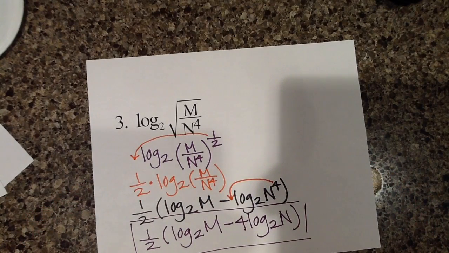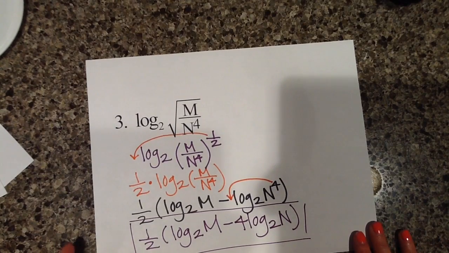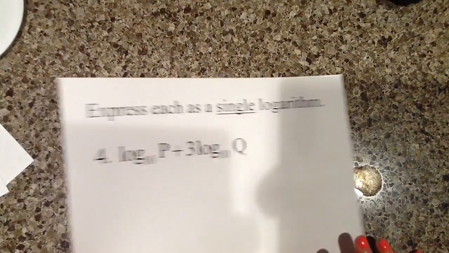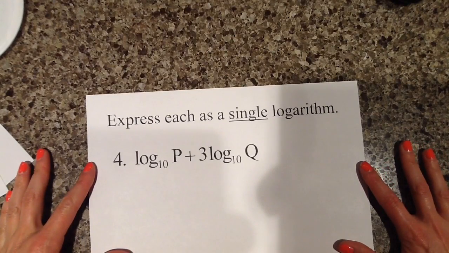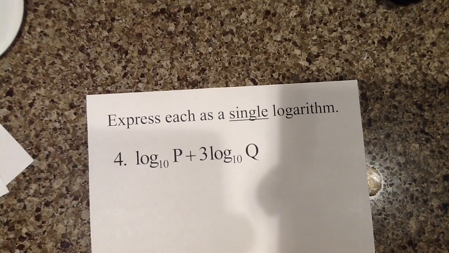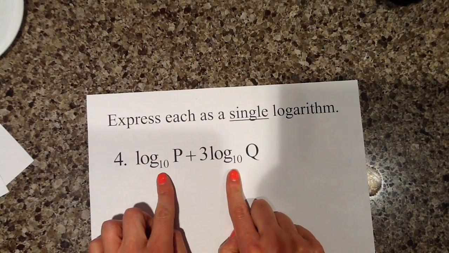So again, all of these examples we've done so far, we've gone from one single log and broken it into two logs, either by sum or difference. So now let's see what happens when we go in the opposite direction. The directions are going to change now, and we are going to express each one as a single log. So notice we have two logs here, and we now want to write it as one log.